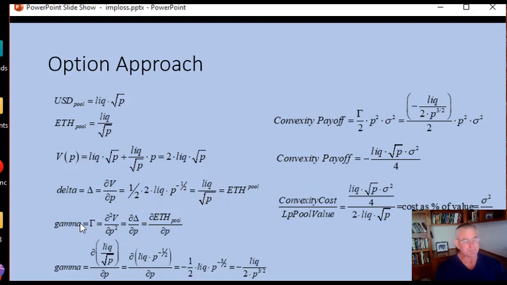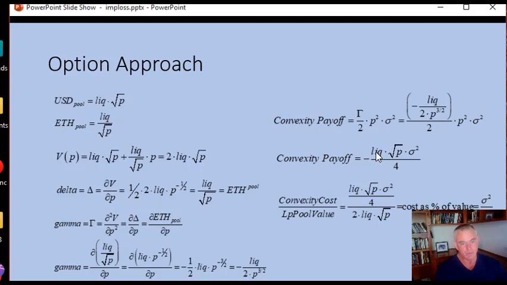And then what's the gamma? Gamma is the change in delta. And the change in delta here we can calculate because we know the value for the ETH in the pool. Well, it's liquidity over square root of price. If we take that derivative with respect to P, we get this number here, which is negative gamma, times 1/2 times all this business here. And the bottom line is negative liquidity over 2 times P to the 3/2. So that's just the gamma. However, now the convexity payoff in the Black-Scholes is gamma over 2 times the price times the variance. So you just do the algebra on that, and you get this payoff here.